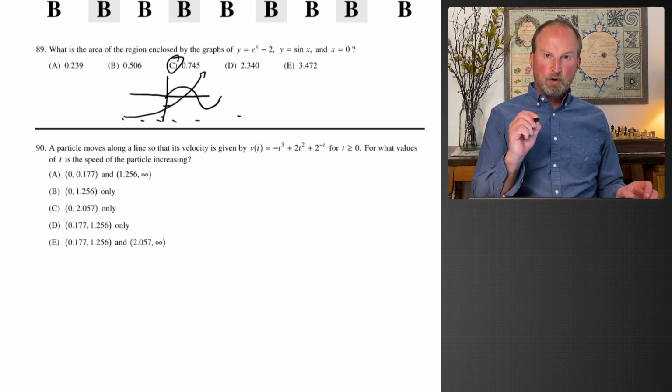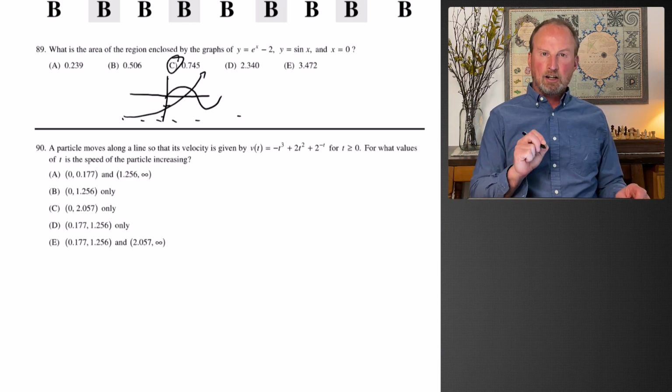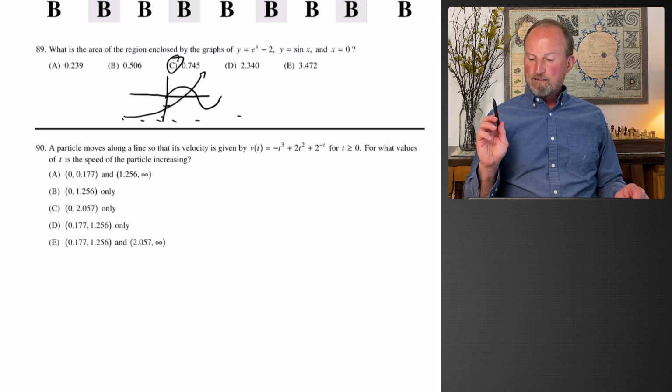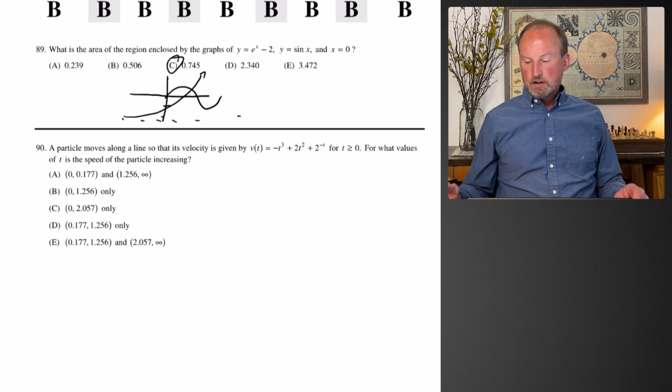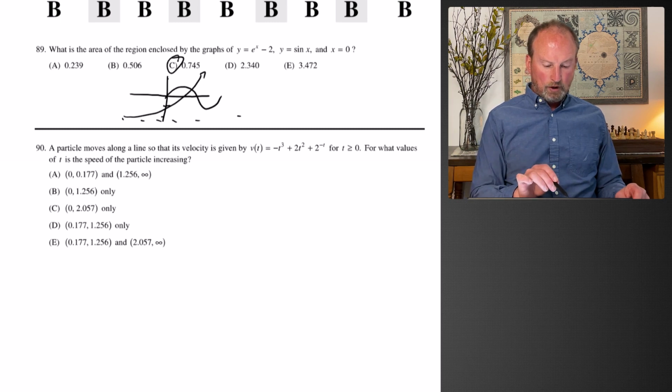Speed increases when velocity and acceleration have the same sign. This is my velocity graph. Velocity graph is positive until I hit this point right here. I don't know what that point is, but looking at my options, it looks like 2.057.